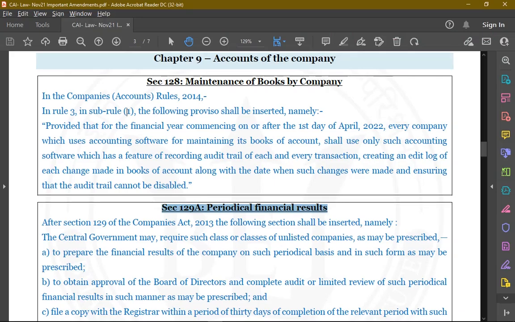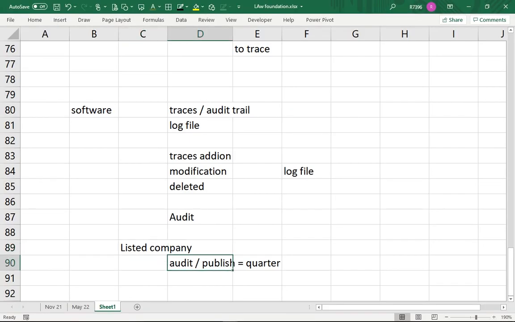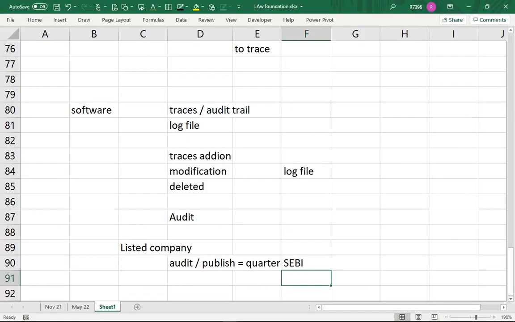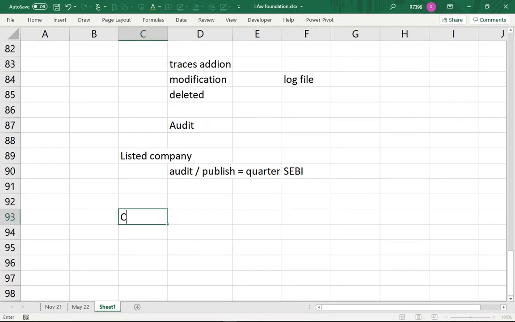But now section 129A is inserted in the Companies Act. What does it mean? Look, this provision was there that every listed company has to publish their audited financial statements in newspaper. It was the SEBI rule, not the Companies Act. But now 129A is inserted in the Companies Act. What it says? That the central government will prescribe certain companies.